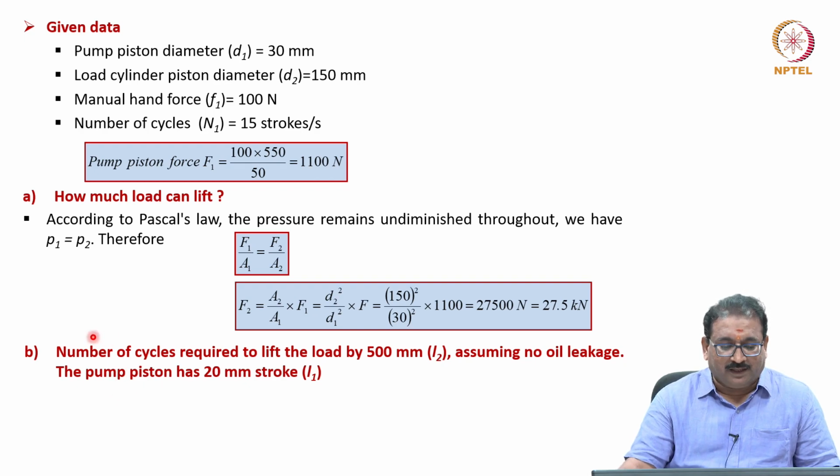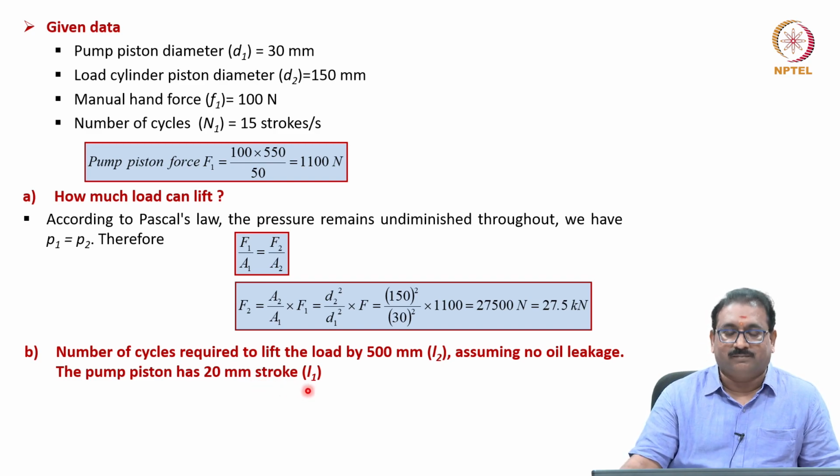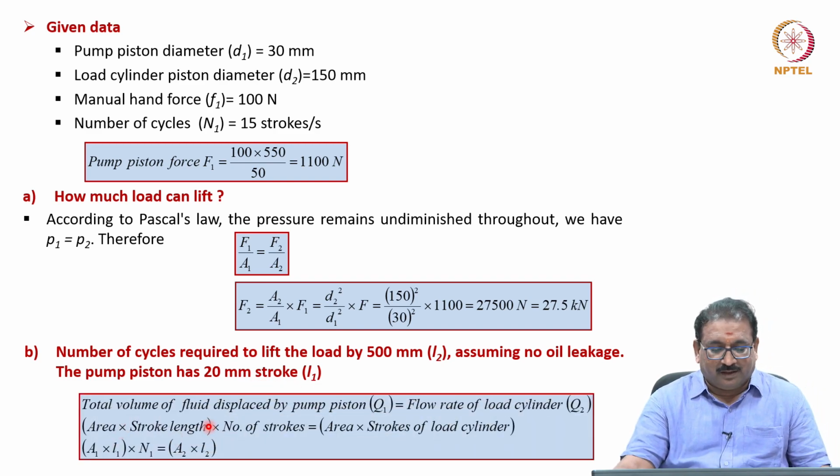Similarly, next one is number of cycles required to lift the load by how much? 500 mm. I will take it the L2 stroke it is. Assuming no oil leakage, the pump piston has 20 mm stroke L1. How to do now? Now see here Q1 equal to Q2. What is Q1? The total volume of fluid displaced by the piston pump is equal to flow rate of load cylinder.